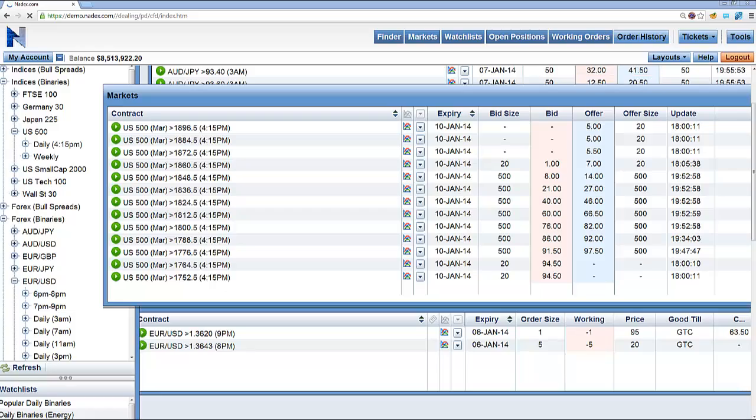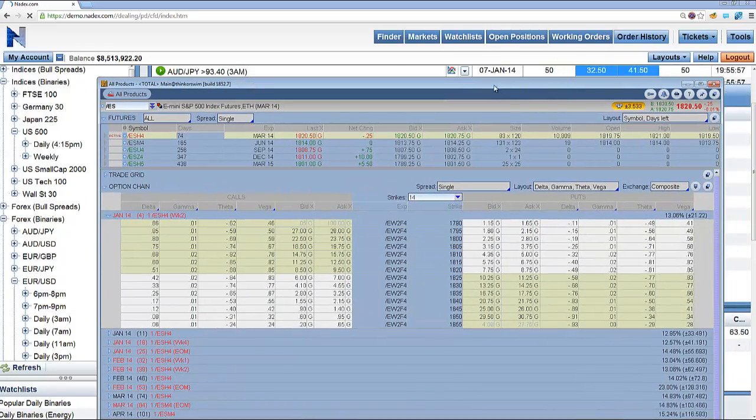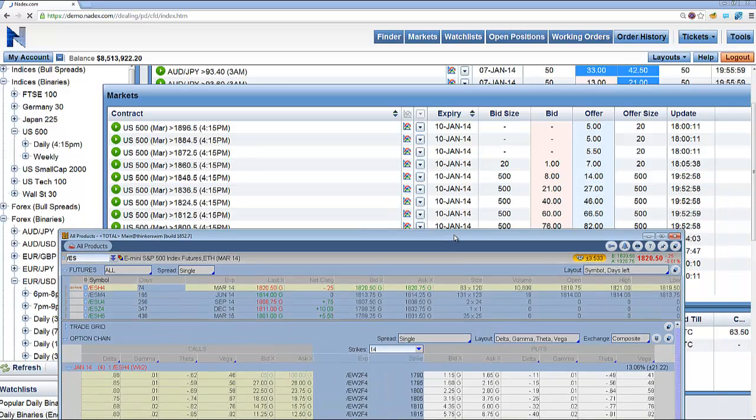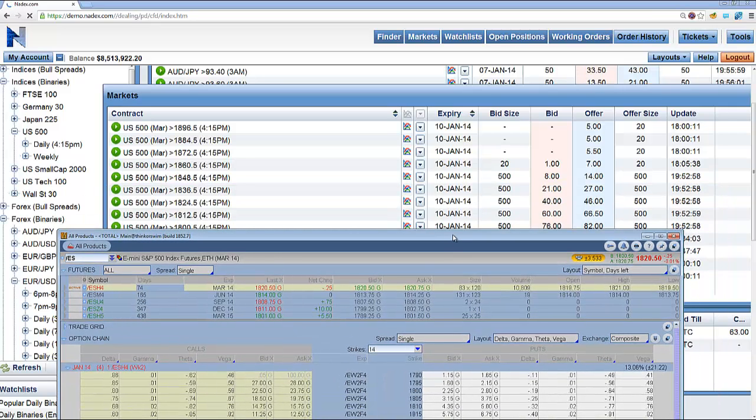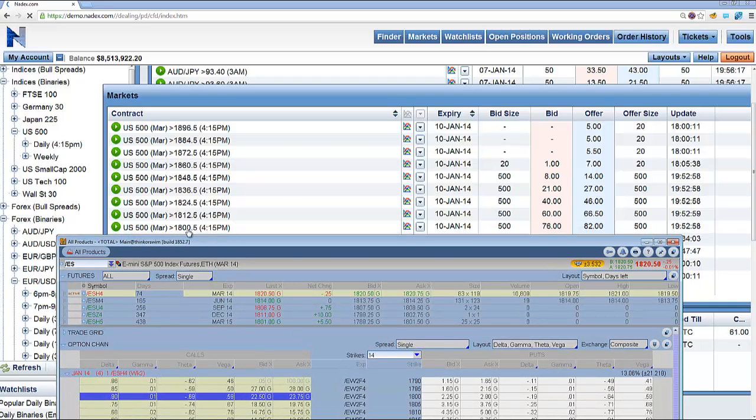Then I have another trading platform up here that lists the CME options for the S&P 500 that are going to expire this week at 4:15. We're going to go in here and try to find a close contract. That's pretty close right there. We have an 1800.5 strike. See that? That's our binary strike, 1800.5. And look at the price, 76 by 82.